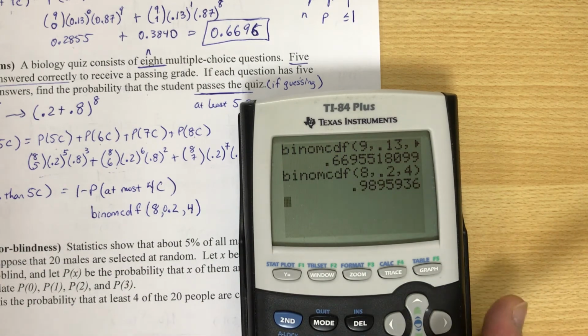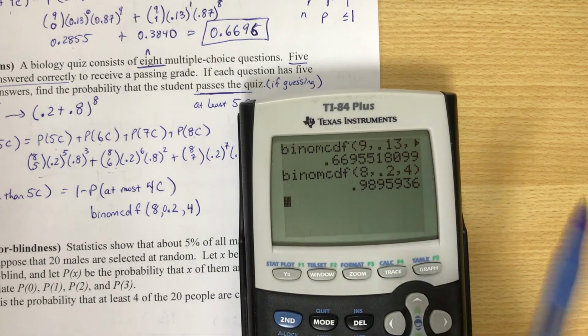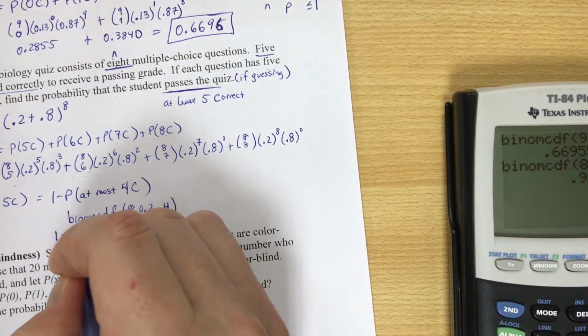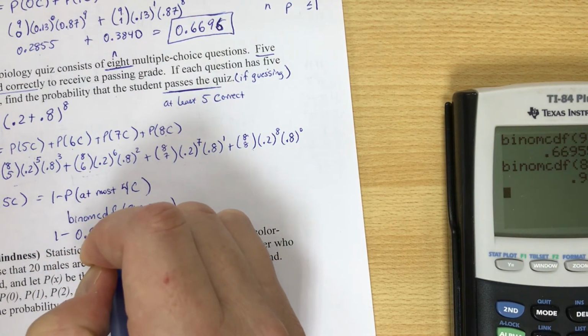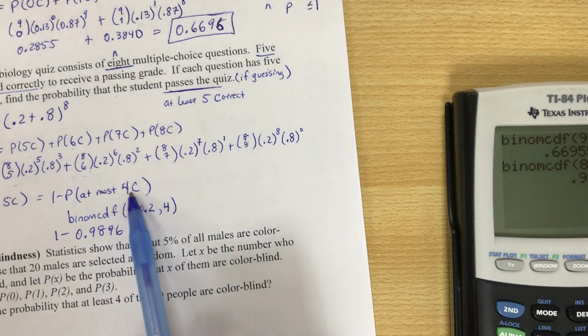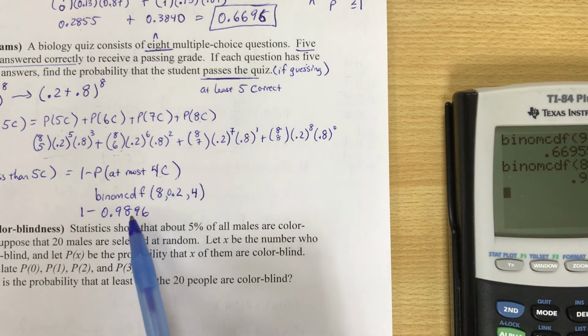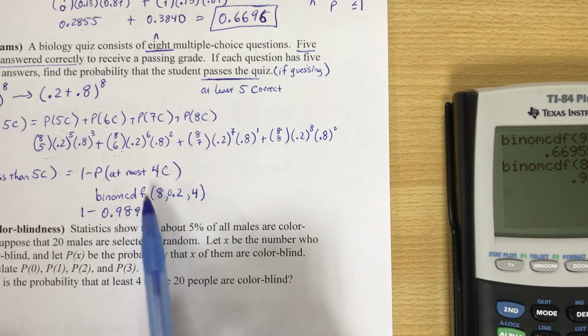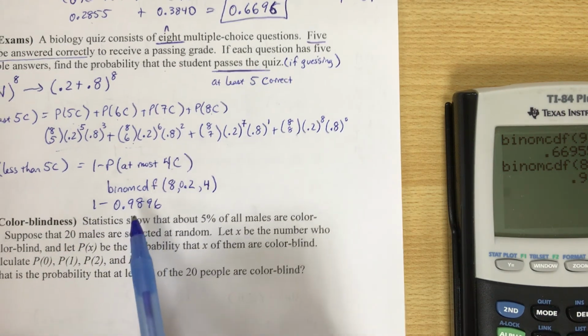So the probability is 0.9896. So the probability that we get at most 4 answers correct, if we're guessing, is very high. So the probability that we get 5 or more correct guessing is very low.